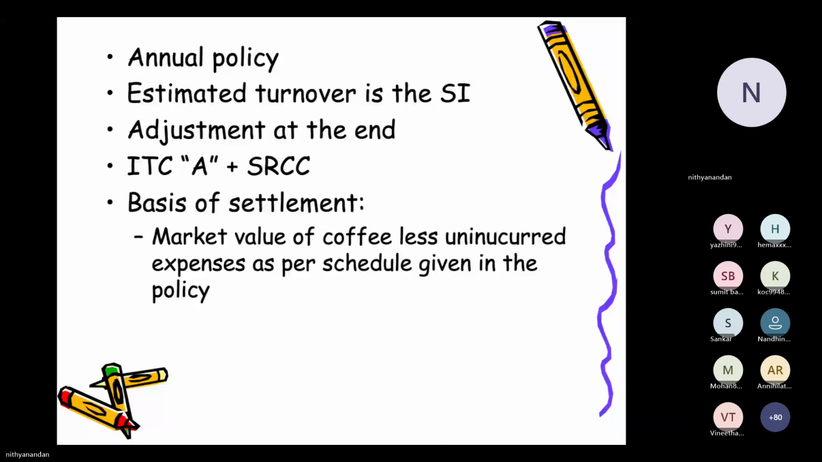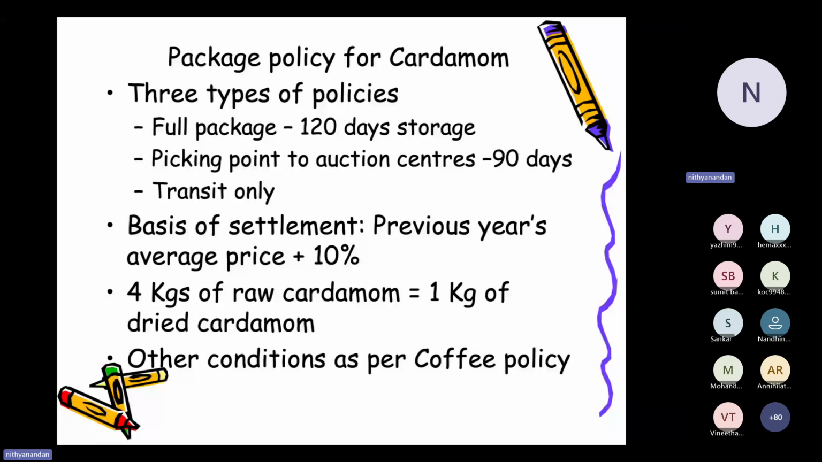Then cardamom. Three types of policies: full package, 120-day storage; picking point to auction centers only, 90-day storage; only transit also can be covered. Base of settlement, previous year average price plus 10%. Because various batches will be sold for various rates, it is fluctuating also. So you cannot find out at what price it will be sold in the market on the given day. So our settlement rate, they clearly say it is last year's average price plus 10%. You can settle that amount.